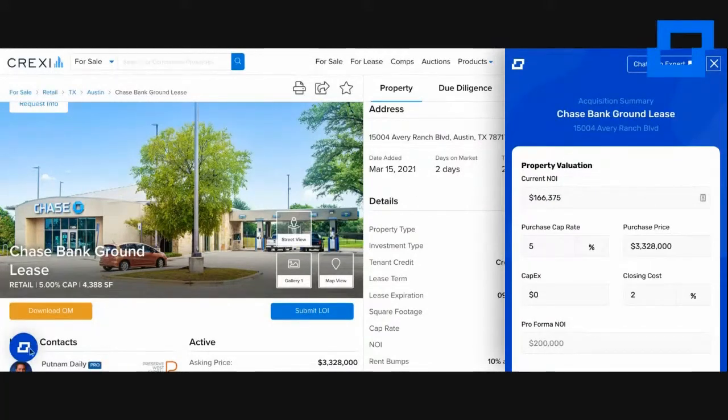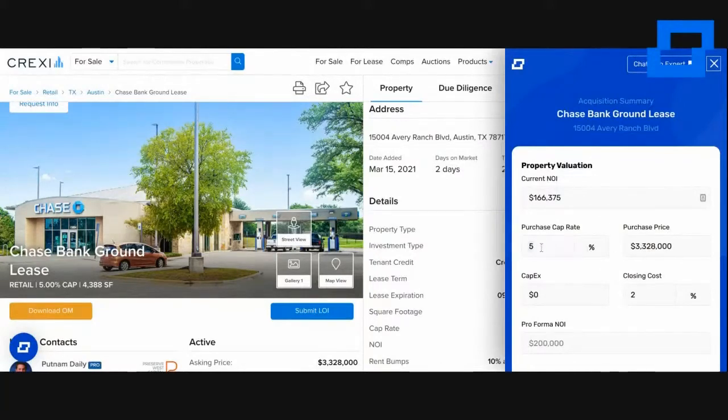And by clicking the StackSource Browser Extension, a couple things have happened here. One, it scraped information off the page, including the current net operating income of the property. It has scraped the purchase cap price and therefore the purchase price. And so it knows that this is a property listing with $166,000 of NOI, and it's being sold for $3.328 million.